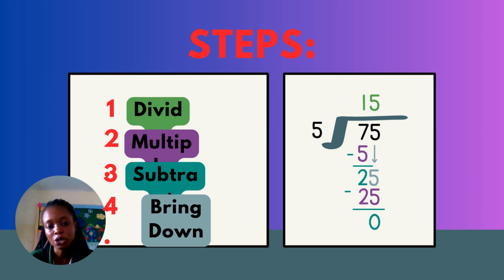And then you bring that down, because this 5 beside 7 here, we have not worked on it. So you bring it down. When you bring it down to where the 2 is, it becomes 25. Then you do 25 divided by 5, which will give you 5. 5 times 5 is 25, and then you subtract, and then you have 0. Can you see how easy that was?